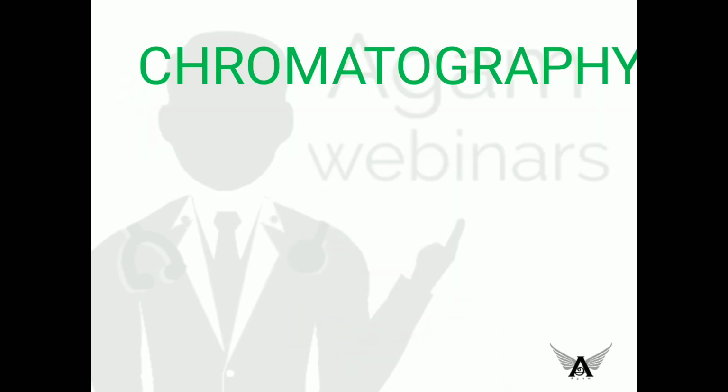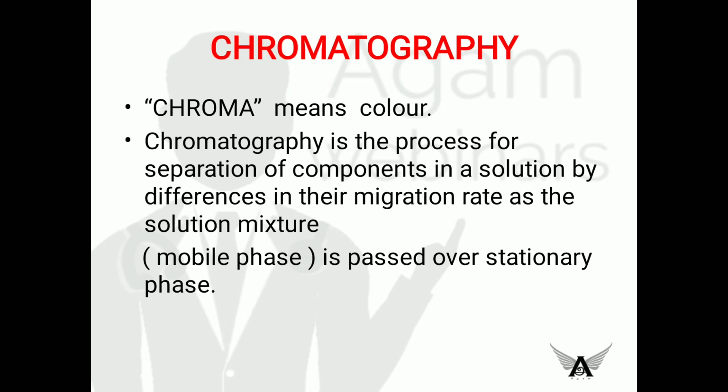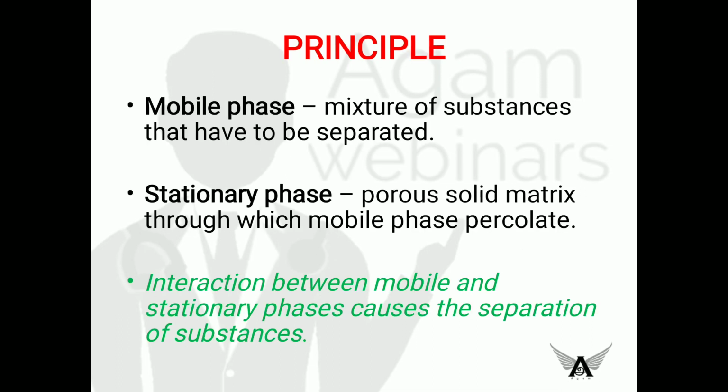Moving on to the next method, it is chromatography. Chroma means color. And what is chromatography? Chromatography is the process for separation of components in a solution by differences in their migration rate as the solution mixture, or mobile phase, is passed over a stationary phase. Whenever a mobile phase is passed over the stationary phase, on the basis of their migratory rate, the compounds are separated. This is the principle of chromatography.